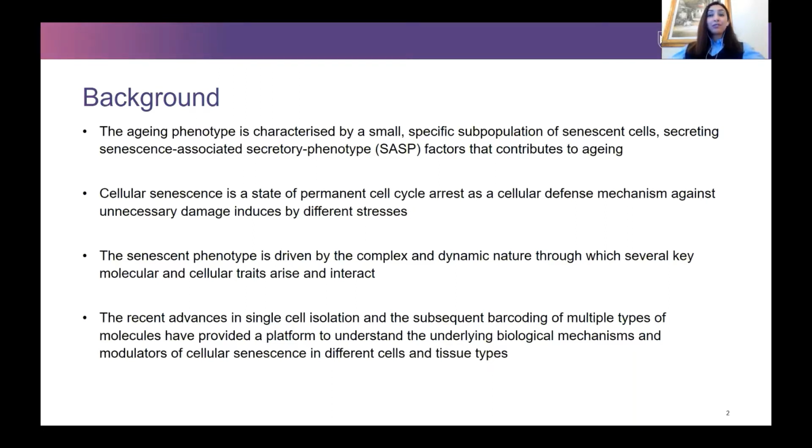Senescence phenotype is very heterogeneous and complex, and it's driven by a complex and dynamic nature through which several key molecular and cellular traits interact with one another. Using single-cell technology, we are able to study the senescent population in high resolution. We can understand the heterogeneity associated with the senescent phenotype that wasn't possible before.